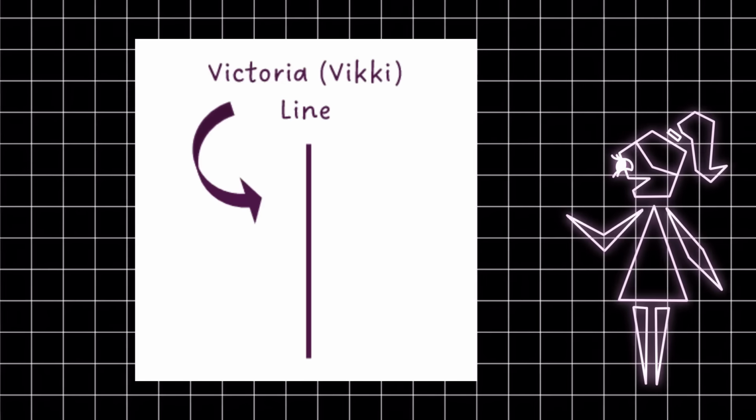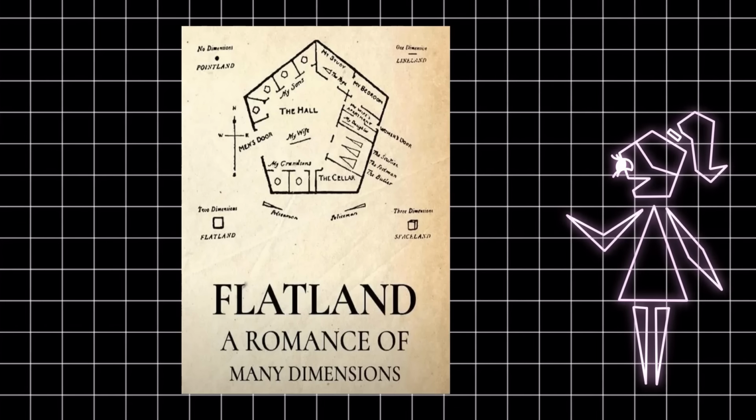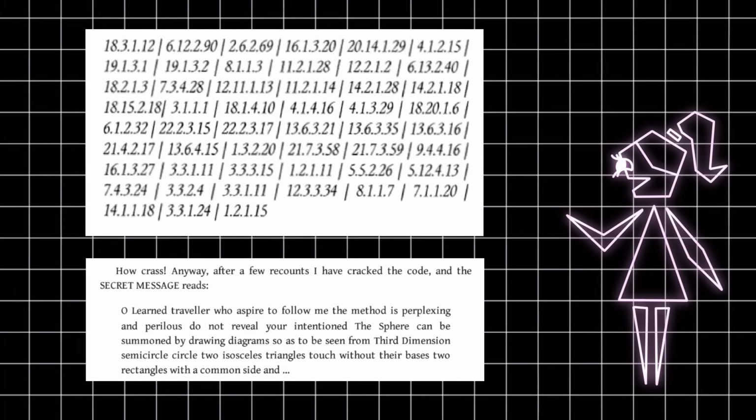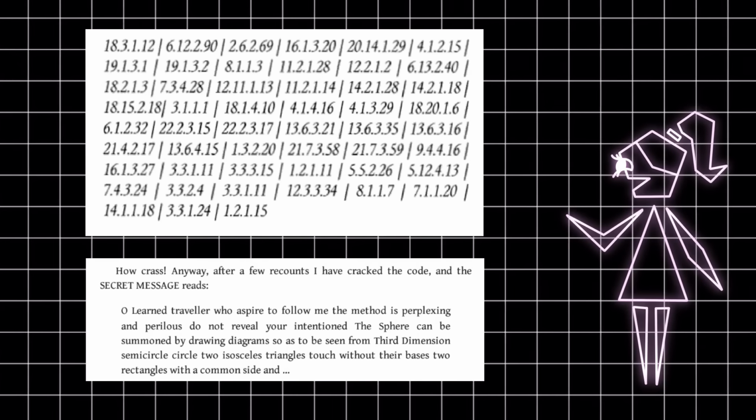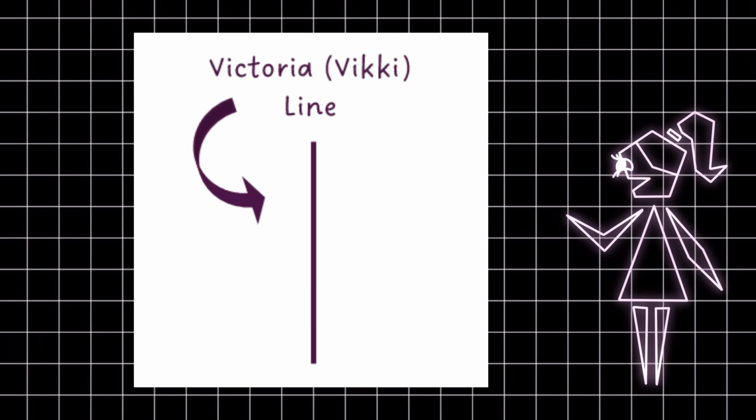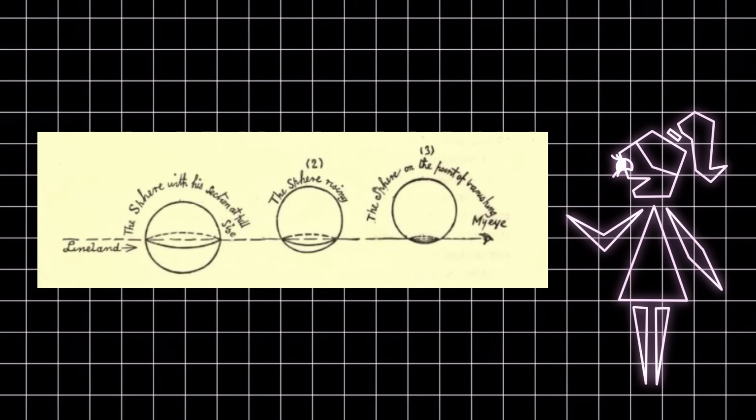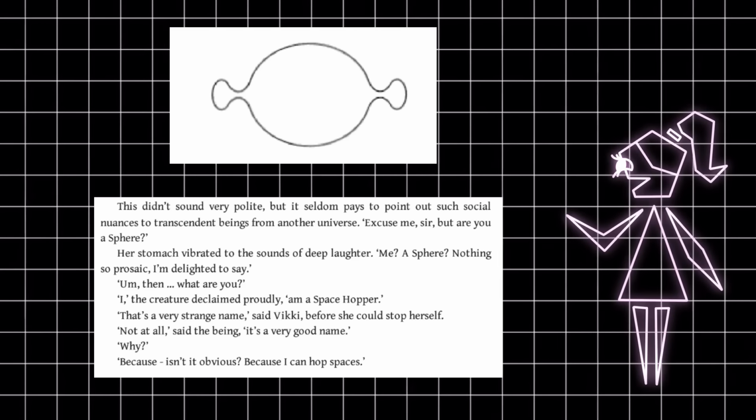Flatterland is about a line named Victoria, Vicky for short, discovering A Square's old journal, the original Flatland, in which she deciphers a hidden message telling her how to summon a 3D being. And so, one night, she does. But while expecting to be met by A Sphere, she is instead met by some dude named Space Hopper.